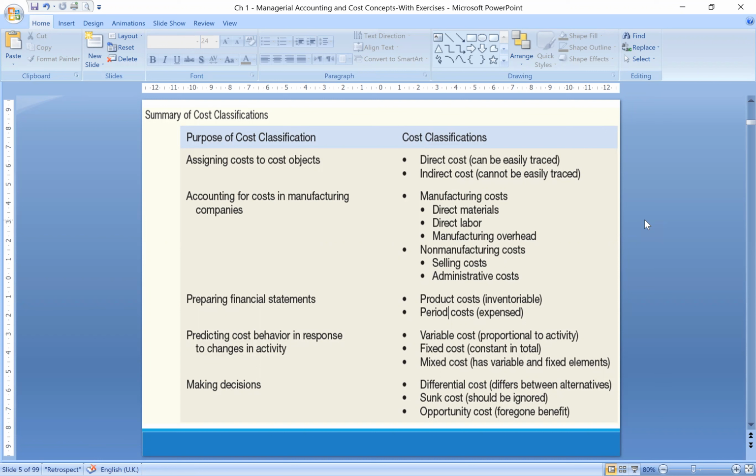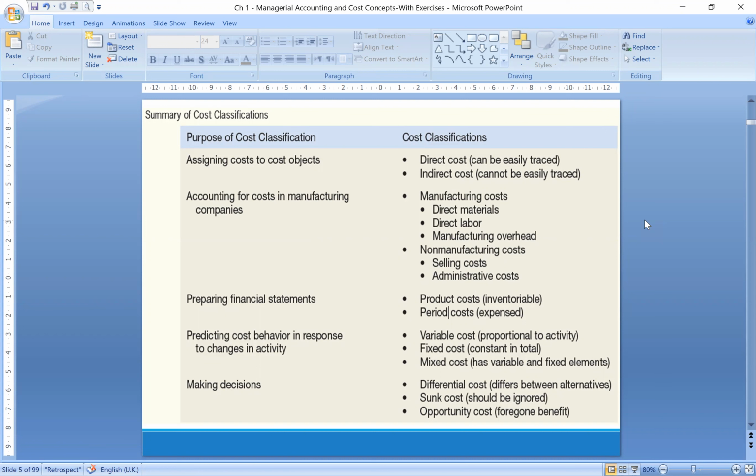If we say that we need the costs in manufacturing companies, then the classification will be manufacturing or non-manufacturing. If we need our cost classification to prepare our financial statements, then we need to classify these costs as product cost or period cost. If we need to predict the cost behavior, we say this cost is variable, fixed, or mixed.